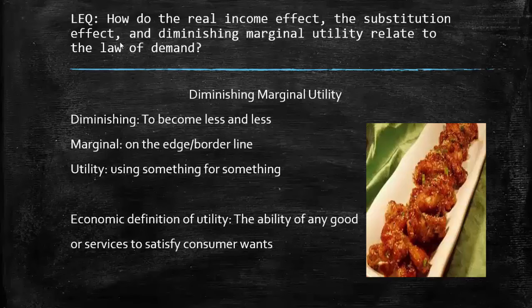So without any economic understanding of what diminishing marginal utility is, let's just take a look at the dictionary definition. Let's break this word apart and see if we can get an idea of what it means. So diminishing. If something diminishes, that means it becomes less and less. I think we all can agree there. Now marginal is a little bit harder to think about. I think of margins, I think of like on the edge or borderline. Think about the margins on a sheet of paper. And then we have utility. So utility is using something for something.